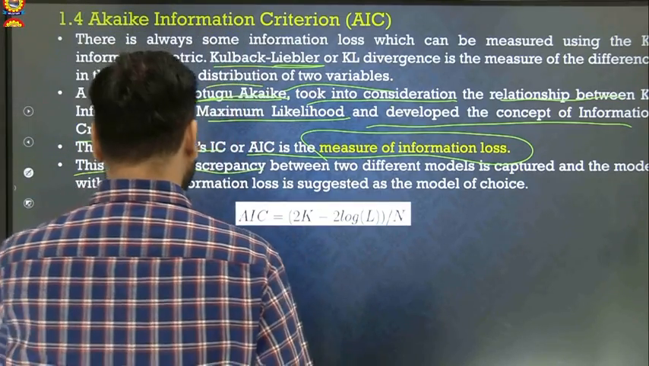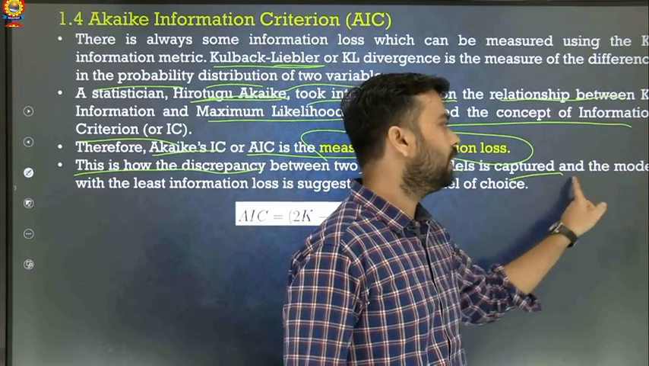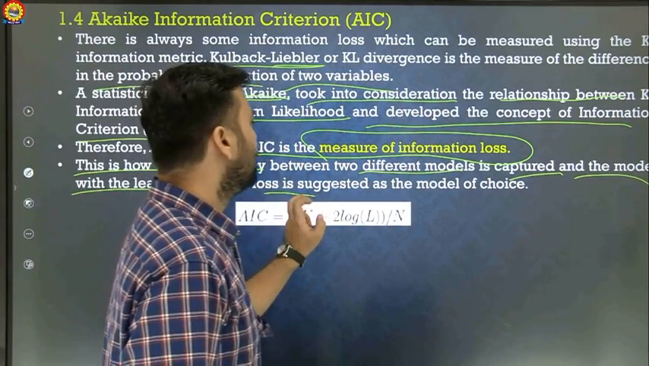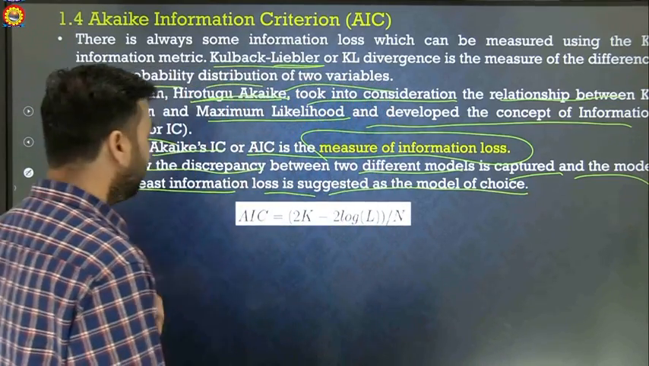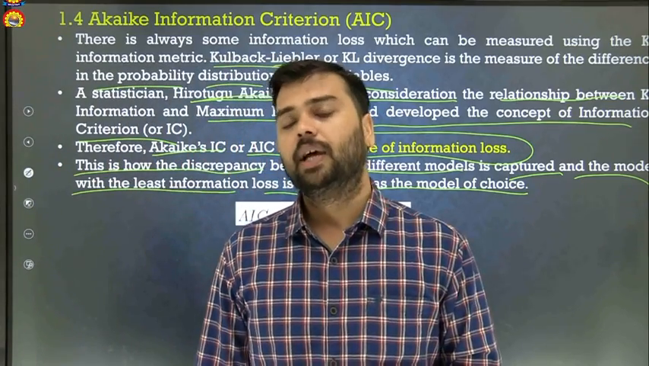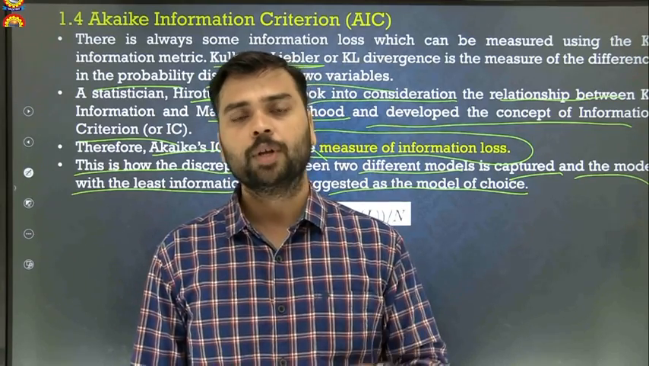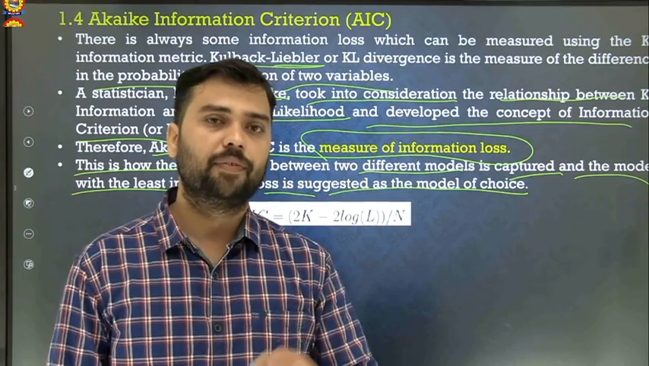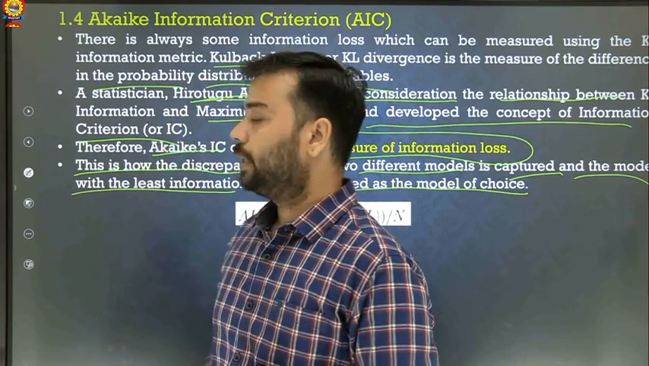So this is how the discrepancy between two different models is captured, and the model with the least information loss is suggested as the model to choose. With the help of AIC, if the information loss is very less, the AIC value is very less, then we choose that model. So we measure the information loss. If the information loss is less, then we choose that model. And we can measure it by using this particular AIC method.